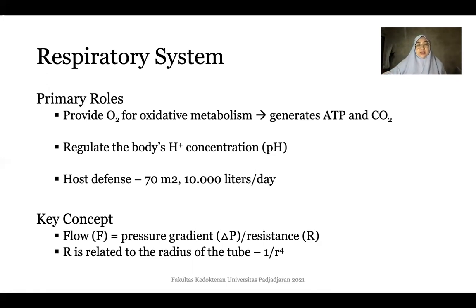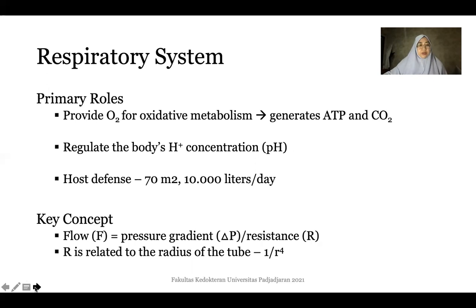Now we are going to see many similarities between the respiratory system and the cardiovascular system, because again, we're going to talk about flow. We will consider pressure gradients, the amount of the pressure gradient being important, as well as the resistance. Again, the resistance is going to be related to the radius of the tube. The radius is to the fourth power, so the radius is going to make a huge difference in the resistance of the system. This is very similar to what we did in the cardiovascular system, right?